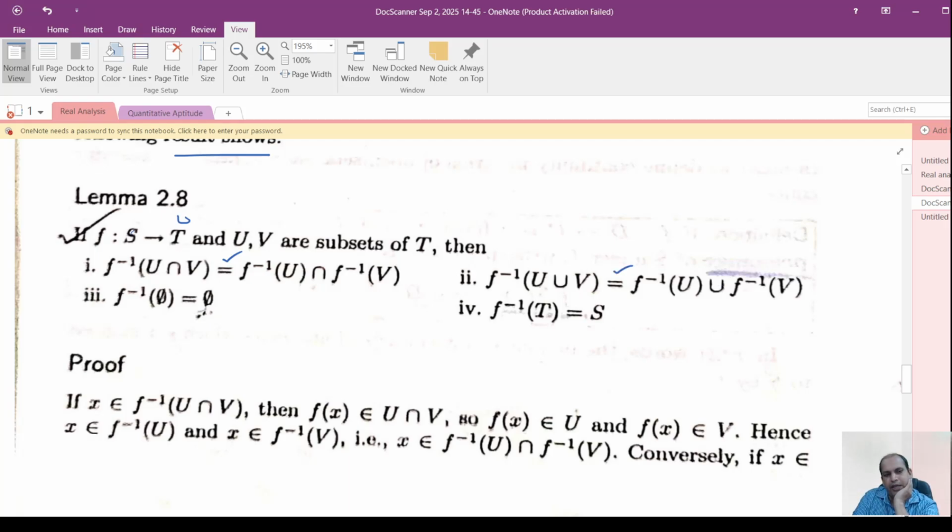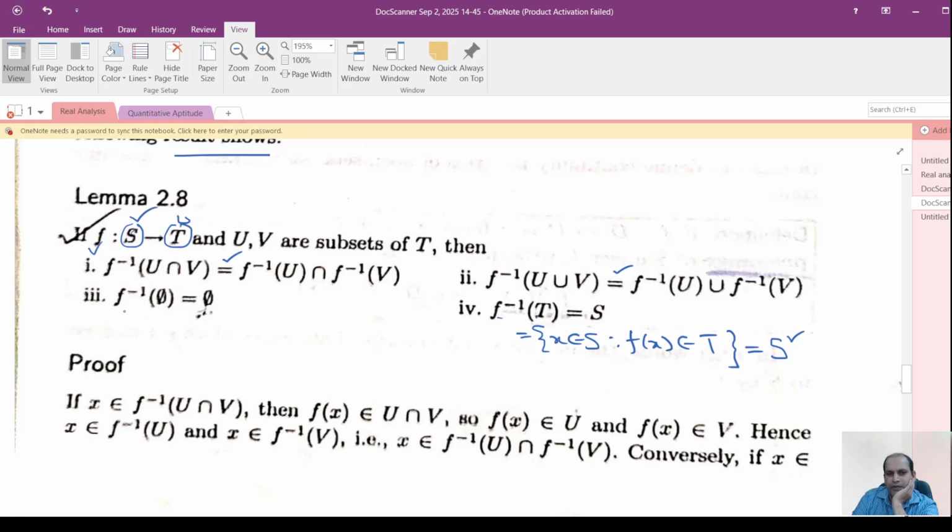Set theoretic inverse of phi is always phi, and set theoretic inverse of the whole codomain is always the whole set S, the domain. Why? Because we need to look at all those images which are mapped within T. F inverse of T means I need to look at all those x from the set whose image f of x belongs to T. Since f is a function, every element is going to be contained in T because T is its codomain. Hence, this is the reason why the whole S, the whole domain, is its value.